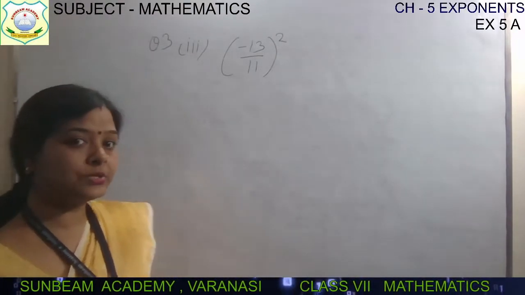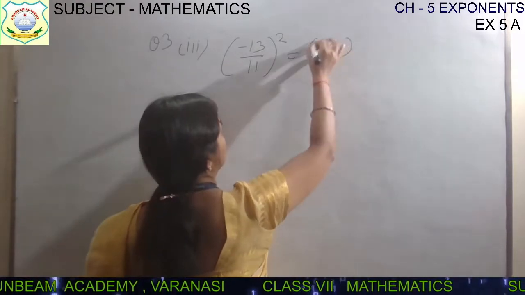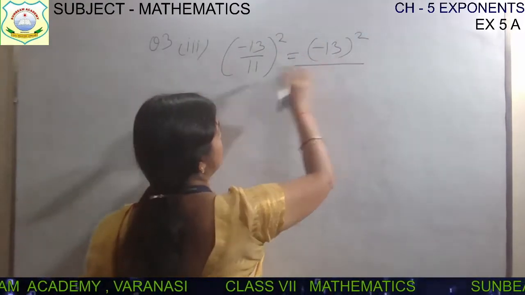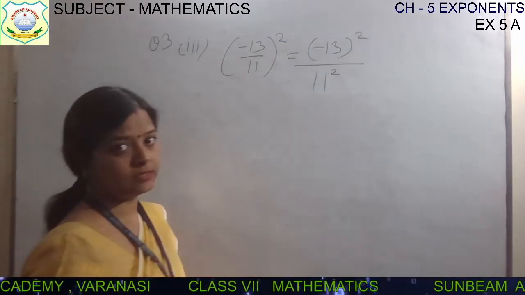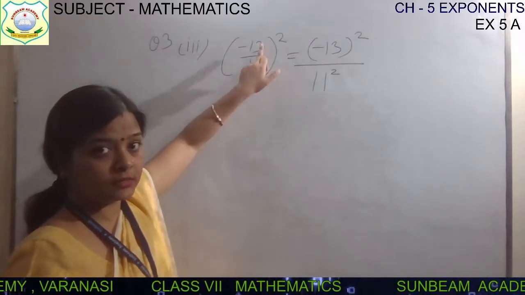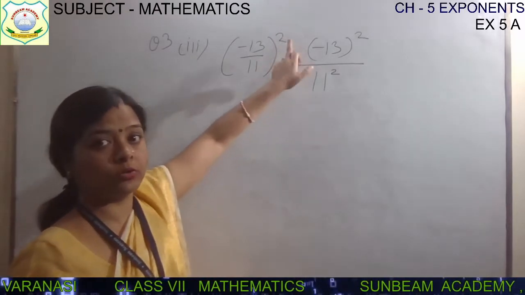Minus 13 ka square will be minus 13 ka square. This is 13 ka square, okay, along with minus sign, divided by 11 ka square. First of all, segregate it. Segregate this power in numerator as well as in denominator. 13 का भी power 2 है और denominator 11 to the power is also 2.